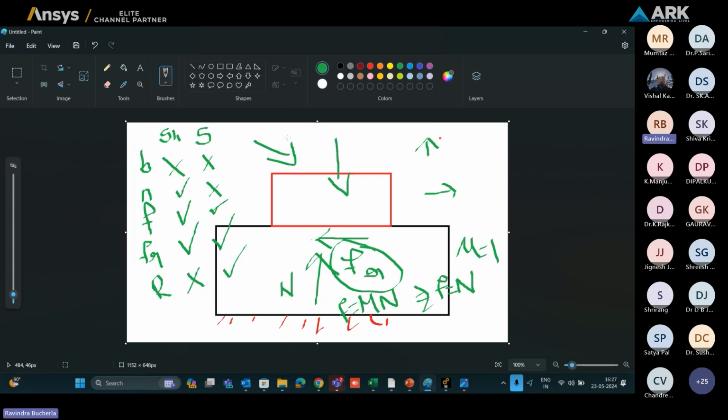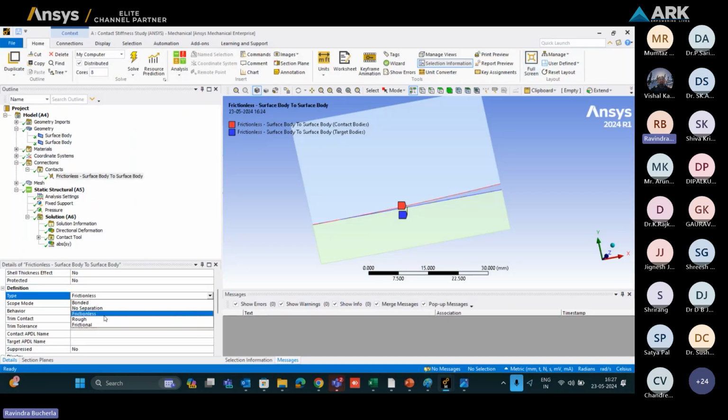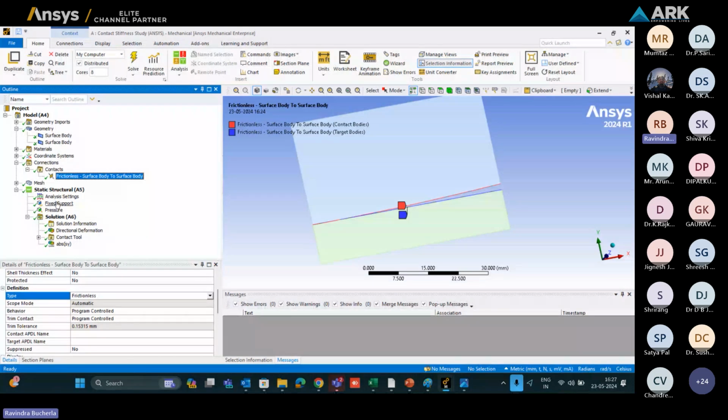So these are the five contacts, and out of the five, the status changes in three of them. These three contacts are considered nonlinear contacts. If you use frictionless, rough, or frictional, that contact will be considered a nonlinear contact.